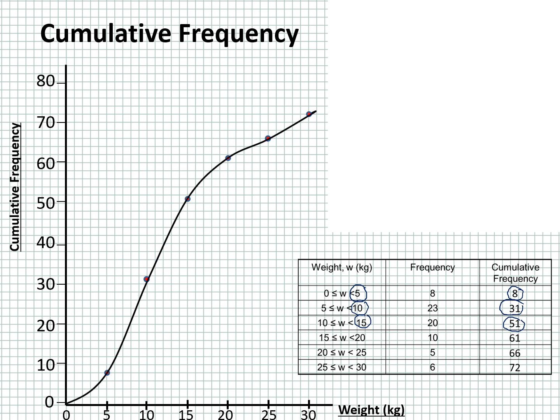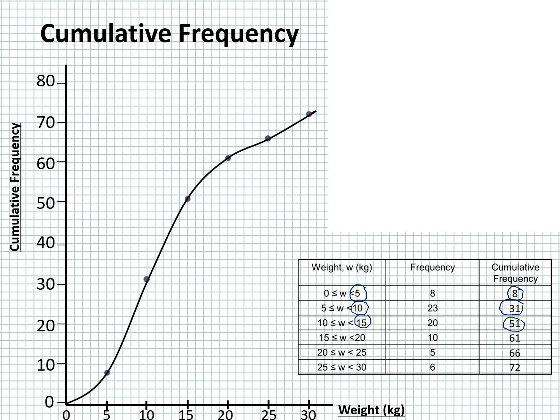Remember, you can either do a smooth curve or you can just join them with straight lines, which is usually what I find is a little bit easier. So that's what your cumulative frequency graph looks like. It always gives you this S-shaped curve. Remember, cumulative frequency on the y-axis, whatever it is you're measuring on the x-axis.